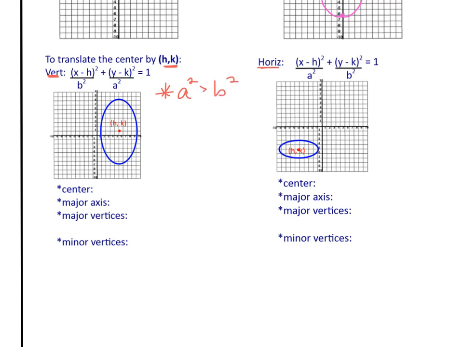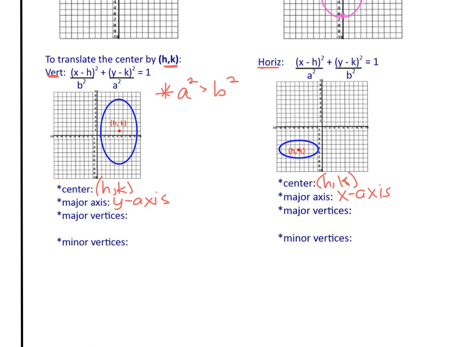So you know you're going to have a major axis. If it's bigger underneath the y, it'll be on the y-axis. And if the bigger number is underneath the x, it will be the x-axis. That will tell you if it's vertical or horizontal. For the center, remember it's going to be HK, and it's opposite signs for both of them. And that's what we did for circles.